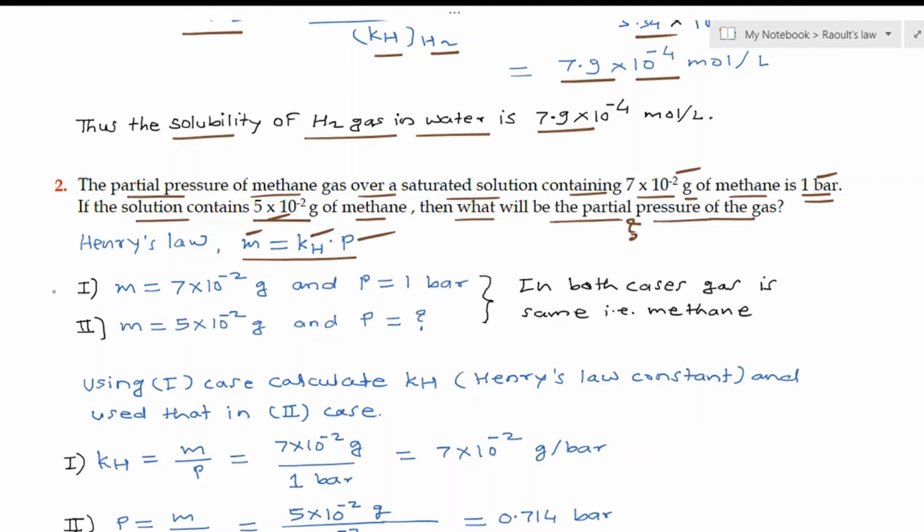Kh is the Henry's law constant for that gas and P is the partial pressure. So in the numerical there are two conditions. In the first case, the mass of the gas is given as 7 into 10 to the power minus 2 gram and the partial pressure is also given, 1 bar. In the second case, mass is given and you have to calculate partial pressure. Since in both cases the gas is the same, that is methane, we use the Kh calculated in the first case in the second case.